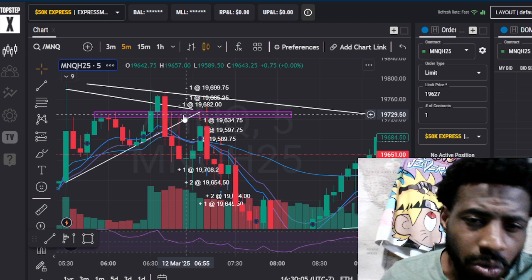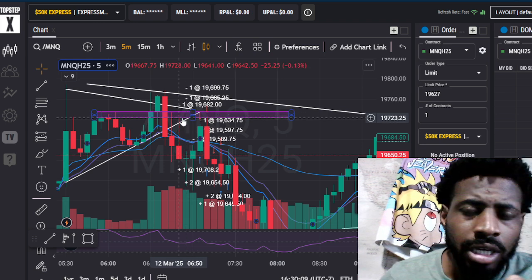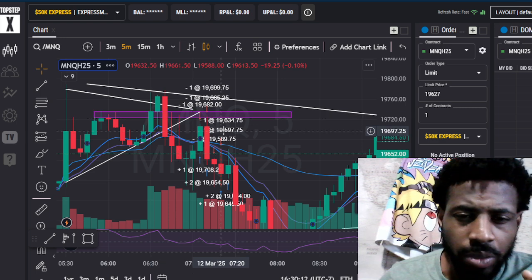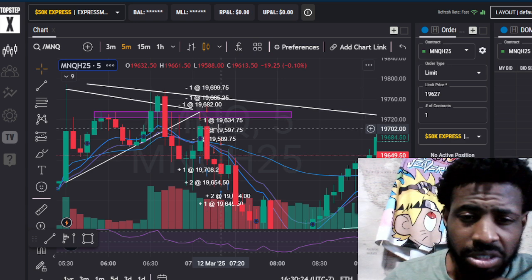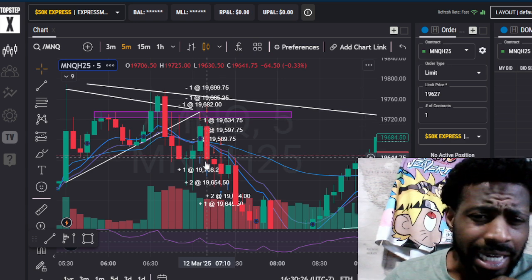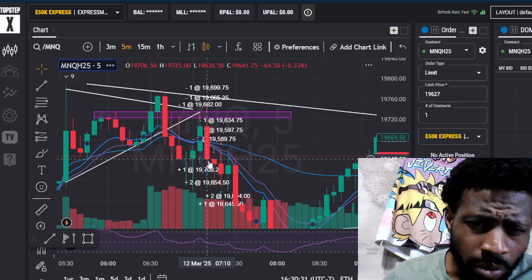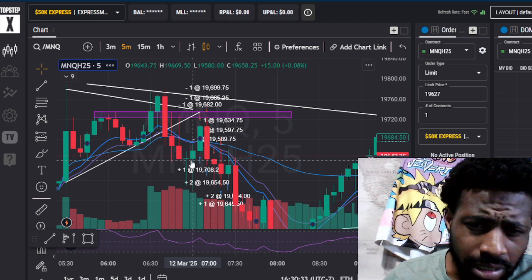Hit my stop. Boom. But if I would have stayed with it, continued and waited for a pullback like it did here and tested this, which is why I have this here, which it did. Then it had an engulf bar. As you can see the engulf, it closed right here below this candle. So that's an engulf bar.